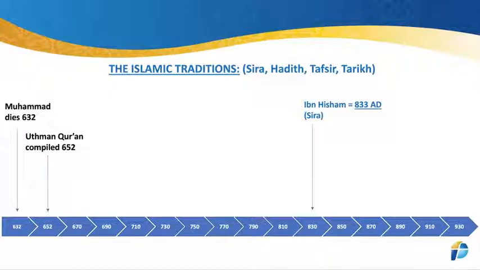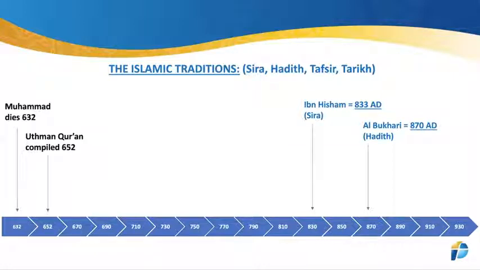That's 833. Now the hadith come much later. There are no hadith at the time of Muhammad. There are no hadith, no sayings of the Prophet Muhammad during his lifetime. They come from Al-Bukhari. Al-Bukhari is the first to write a hadith. And he wrote the hadith down in 870. Look at the date, 870. That is not the 7th century. That is not the 8th century. That is the late 9th century.